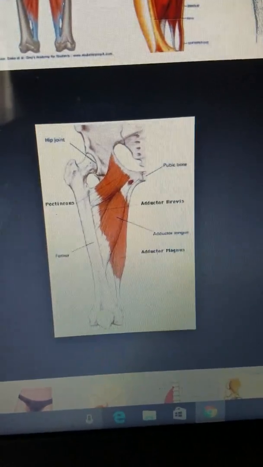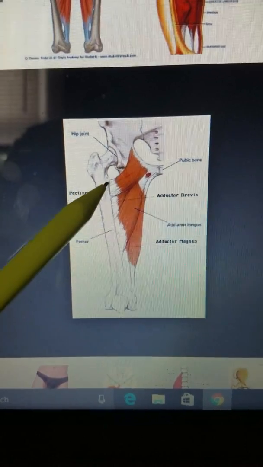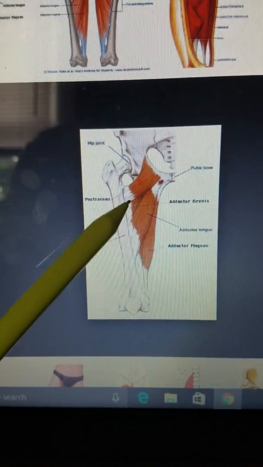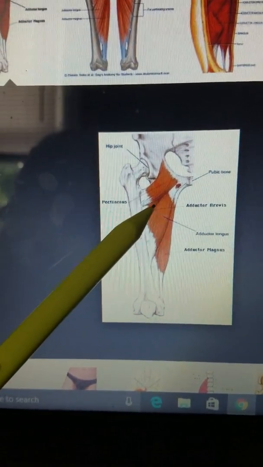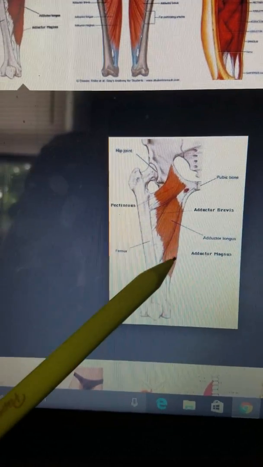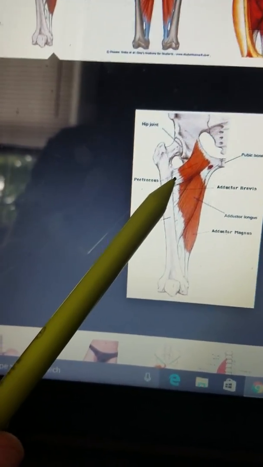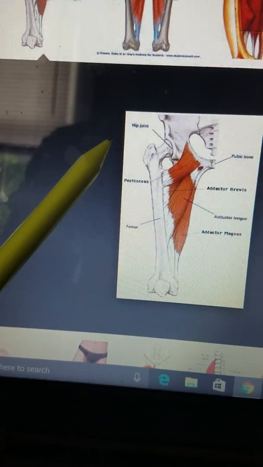Next, we have the adductors. You have four main adductors of the thigh. You have the pectineus. Right here is a very small triangle one, the adductor brevis. You have the adductor longus, and then the adductor magnus. Now these ones you have to sort of memorize, especially pectineus. There is really not a good way that I found to memorize it.